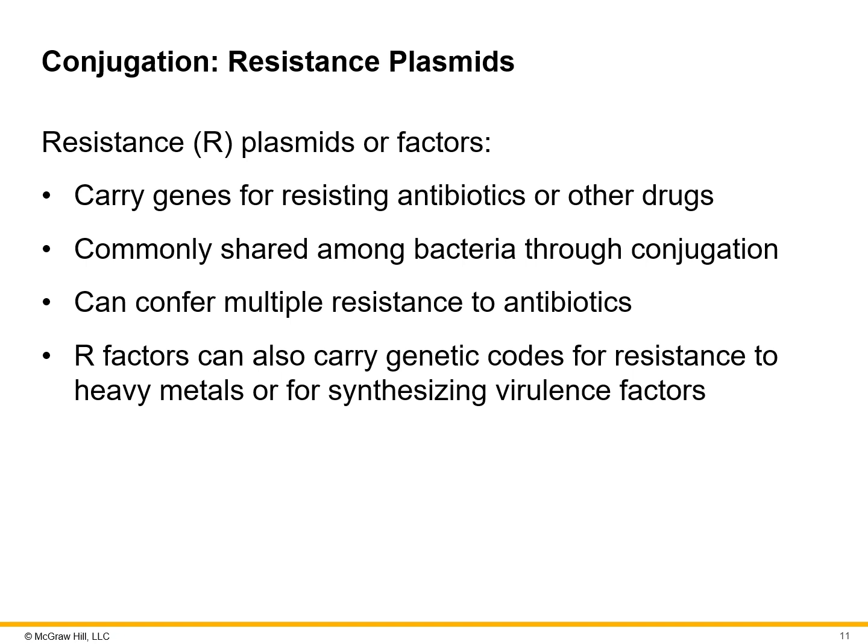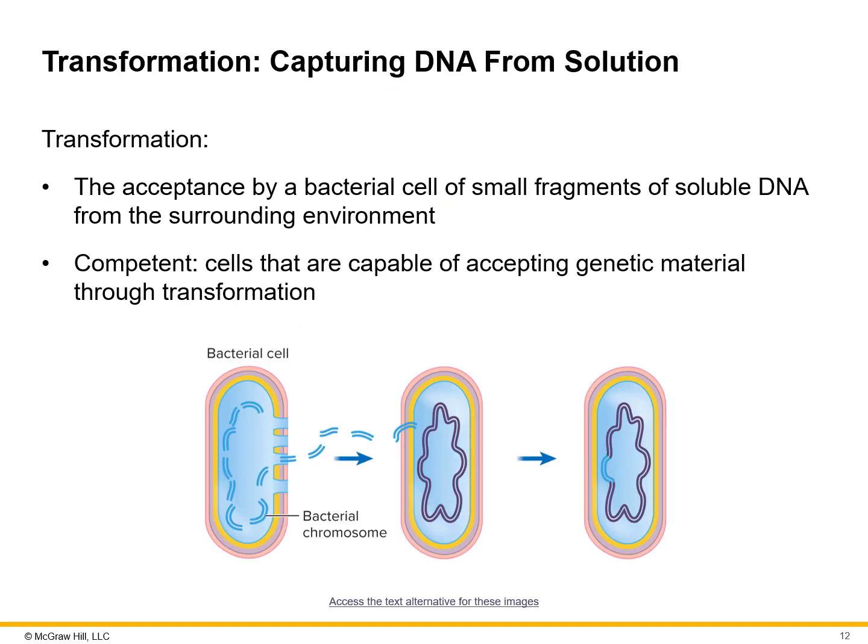All right, now these resistance plasmids or factors, as the name implies, they have genes that carry resistance to antibiotics or other drugs. And again, a lot of them are commonly transferred using conjugation. And it can lead to multiple drug resistance like MRSA and VRSA, where, again, we have Staph aureus that is resistant to a lot of antibiotics because of these resistance plasmids.